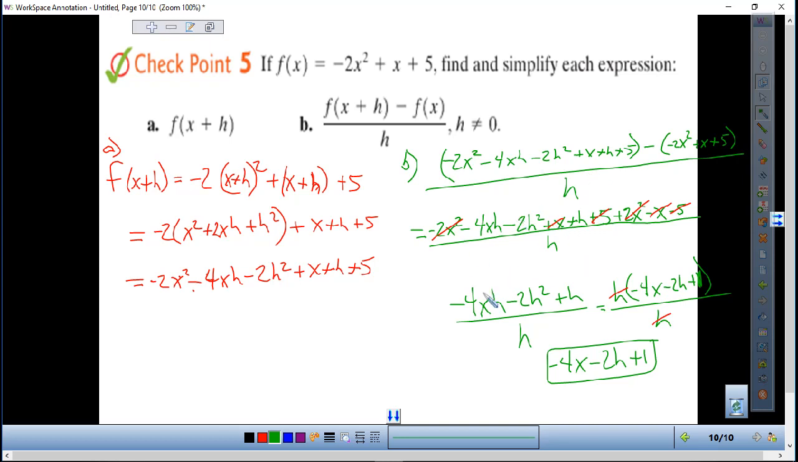So when we do, we get negative 4xh minus 2h squared plus h. We've got a common factor of h there that we can factor out, and then cancel with what's on the bottom, and that leaves you with negative 4x minus 2h plus 1. So that is your difference quotient there.